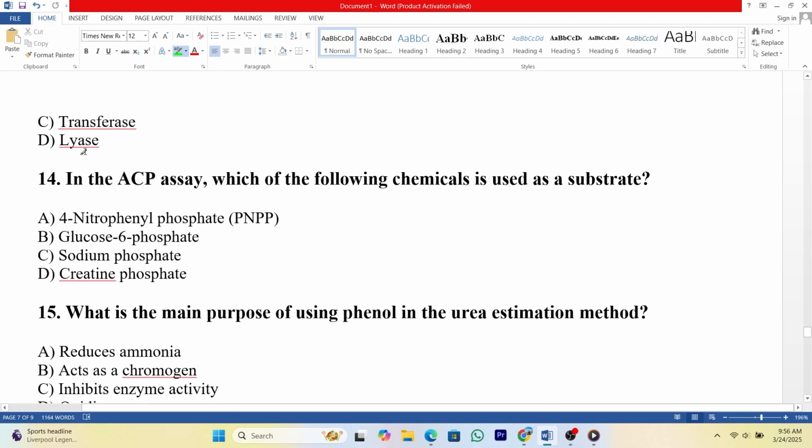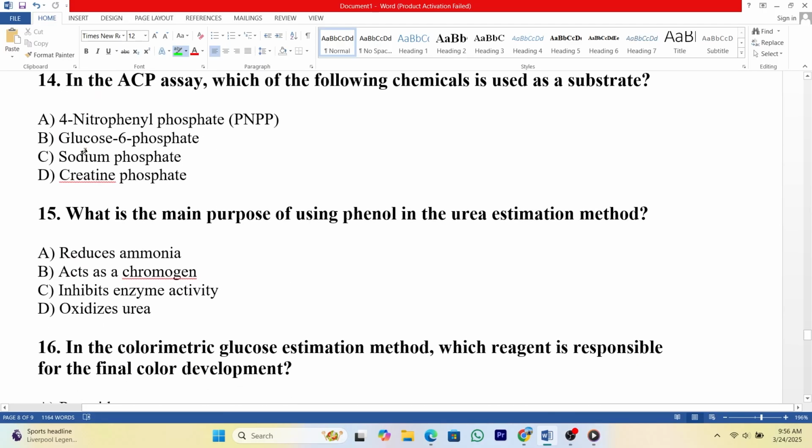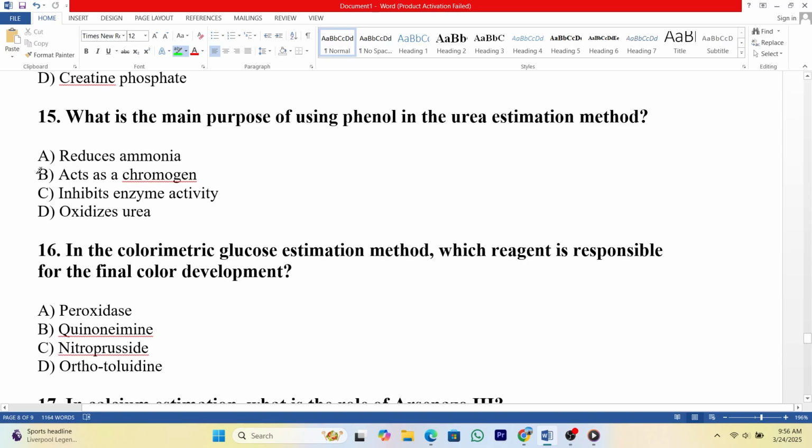14. In the ACP assay, which of the following chemicals is used as a substrate? A. 4-nitrophenylphosphate, PNPP. B. Glucose 6-phosphate. C. Sodium phosphate. D. Creatine phosphate. Answer: A. 15. What is the main purpose of using phenol in the urea estimation method? A. Reduces ammonia. B. Acts as a chromogen. C. Inhibits enzyme activity. D. Oxidizes urea. Answer: B.